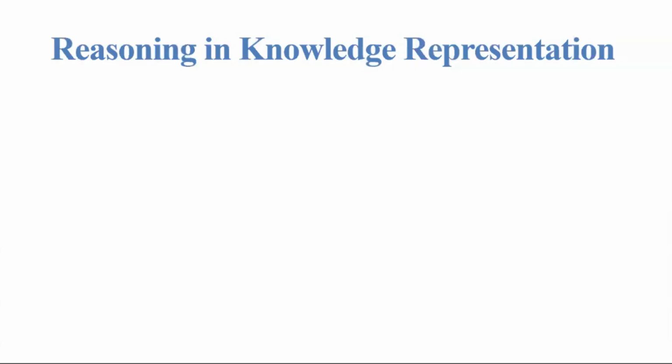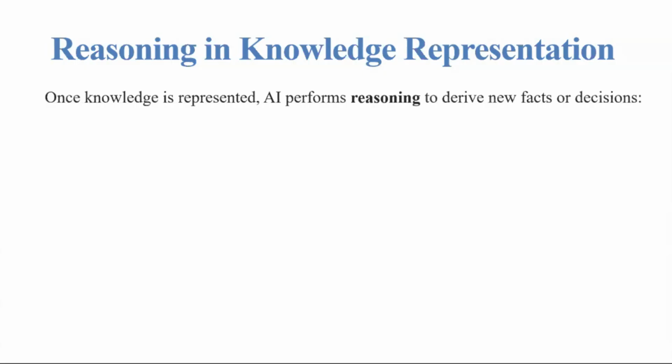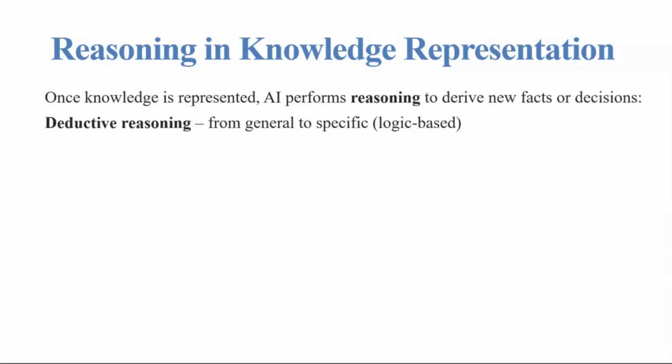The answer is reasoning. Reasoning is the process by which an AI system uses its existing knowledge to draw conclusions, discover new facts, or make decisions. Think of reasoning as the thinking process of an AI system. Just like humans don't just memorize facts, we also use those facts to solve problems. AI does exactly the same thing through reasoning.